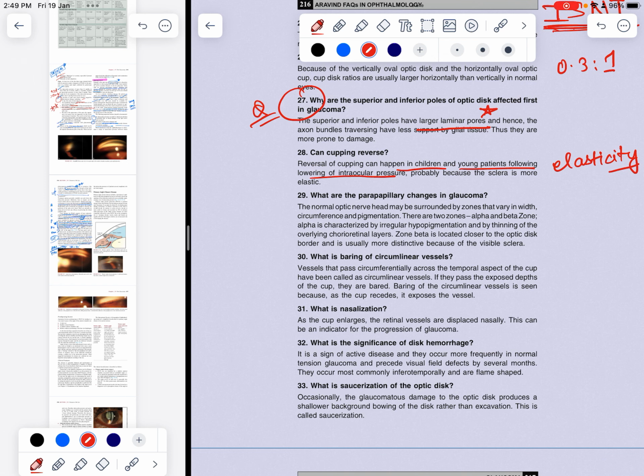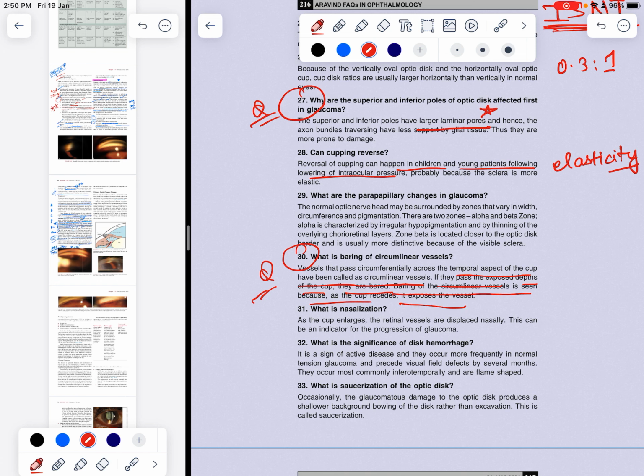Parapapillary changes in glaucoma, not such an important question, so I would omit it. What is bearing of circumlinear vessels? Another important question. Vessels that pass circumferentially across the temporal aspect of cup have been called circumlinear vessels. If they pass the exposed depths of the cup, they are bared. Bearing of circumlinear vessels is seen because as the cup recedes, it exposes the vessels.